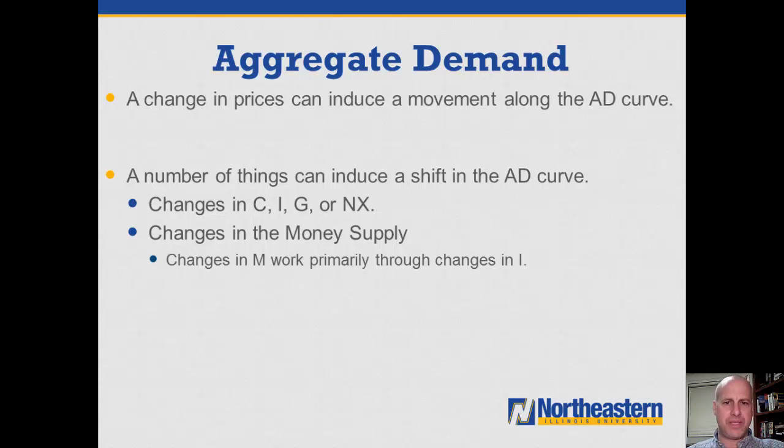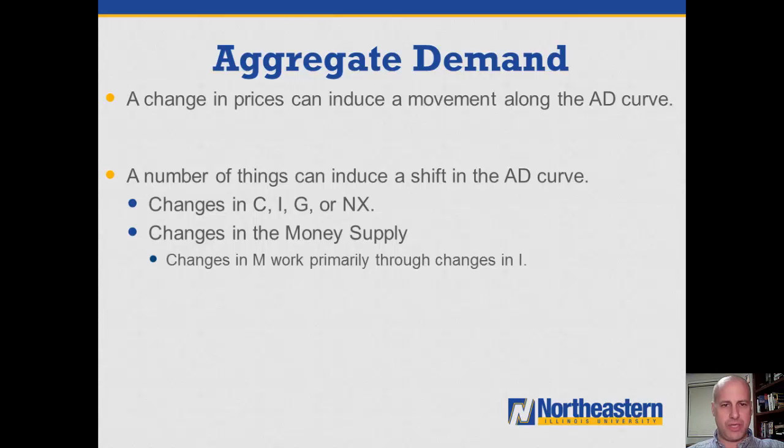A number of things can induce a shift in the aggregate demand curve. The first thing is to recognize that whenever consumption, investment, government spending, or net exports changes, we get a shift in the curve. Whenever consumers desire to consume more or businesses desire to invest more, we get a shift in aggregate demand. We might see, for instance, an increase in consumer confidence or an increase in business confidence, and we might see that the desired level of consumption for consumers rises or the desired level of investment rises.